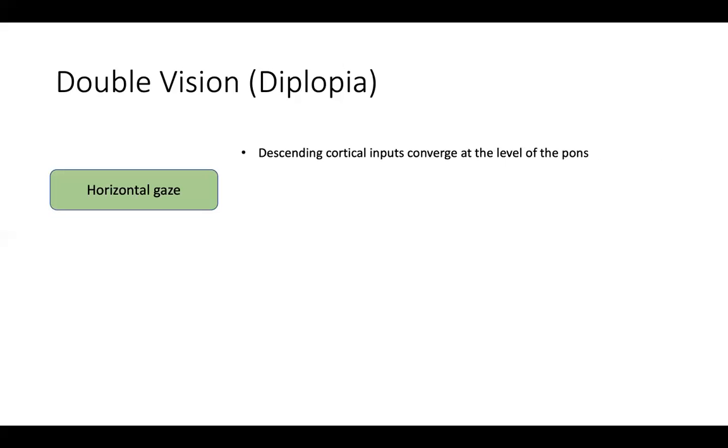Descending cortical inputs mediating horizontal gaze ultimately converge at the level of the pons. Neurons in the paramedian pontine reticular formation are responsible for controlling conjugate gaze toward the same side. They project directly to the ipsilateral abducens nucleus. A lesion of either the paramedian pontine reticular formation or the abducens nucleus causes an ipsilateral conjugate palsy. Lesions at either locus produce nearly identical clinical syndromes, with the following exception.